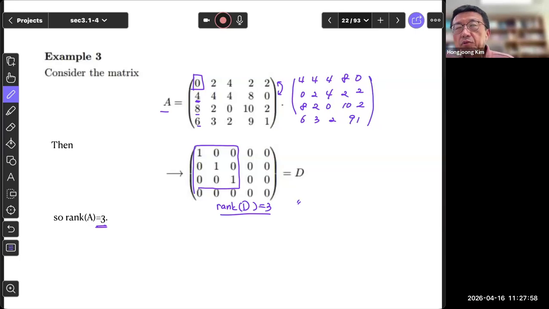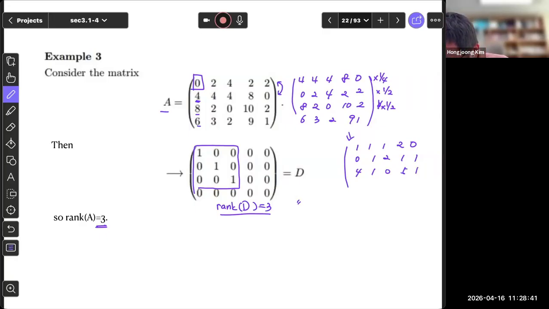If I divide the first row by 4, or in other words, if you multiply a quarter to this first row, and the 1/2 to the second row and 1/2 to the third row, what do I get? 1, 1, 1, 2, 0, 0, 1, 2, 1, 1, and 4, 1, 0, 5, 1, and then I have 6, 3, 2, 9, 1.